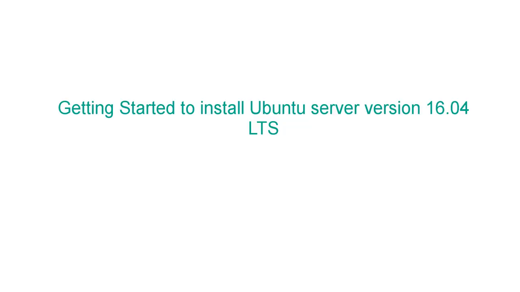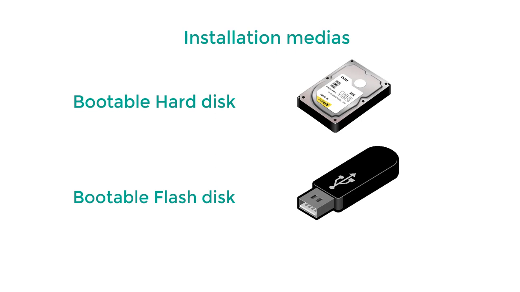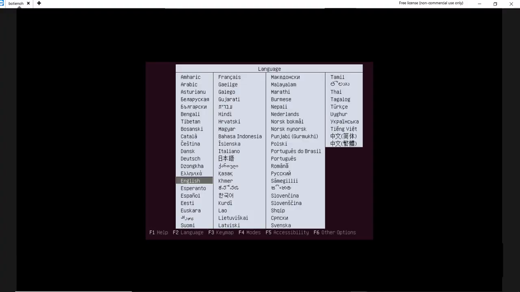As I've said earlier, we are going to start by installing Ubuntu server version 16.04 LTS. Now, the first step in the installation procedure is to insert your media. As I've said, this could be a CD, a bootable hard disk or a flash disk. Insert this into your machine, then reboot your machine to that particular media. Once you boot up, this window will show up.